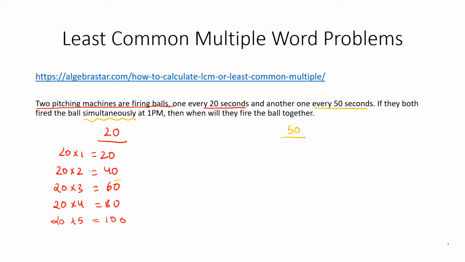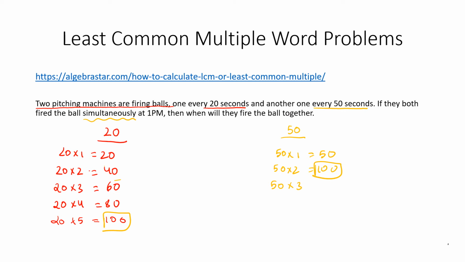Now let's find out the multiples for 50. 50 times 1, 50. 50 times 2, 100. 50 times 3. Well, I'm going to stop before writing 50 times 3. Immediately, I notice that I have a common multiple, 100. We have 100 here, and we have 100 here. So I don't even need to move on here.